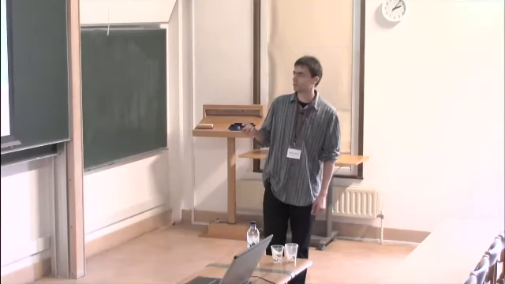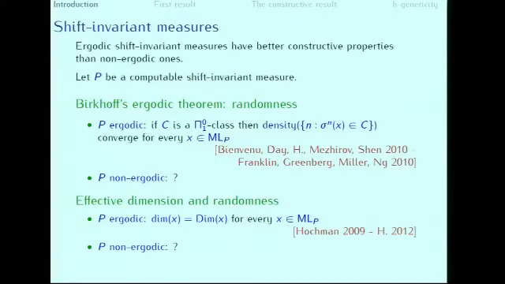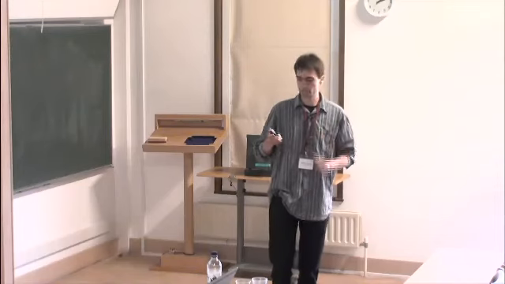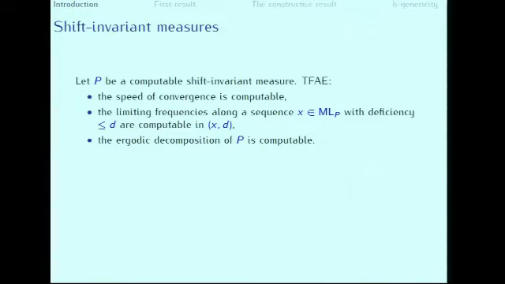Another property is that when P is ergodic, the effective dimension of a random sequence always exists. I mean, the effective Hausdorff dimension and the effective packing dimension coincide. And we don't know about the non-ergodic case. Okay, but actually the distinction is not really between ergodic and non-ergodic, but between computably decomposable measures and the others. So let me say a few things about that.